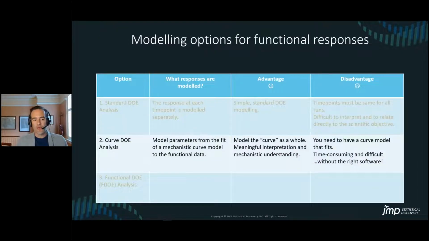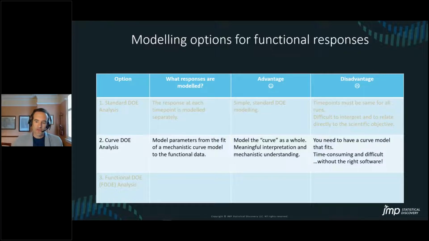So again, just to repeat, the idea is that we model parameters from a fit of a mechanistic curve model to the functional data. The big advantage there, as I think you've just seen visually, is we can model that curve as a whole. In many cases, if we've got a good enough mechanistic curve model to fit, we can get a more meaningful interpretation and potentially a mechanistic understanding. We can see which factors are affecting the growth rate, which factors are affecting the upper limit, the upper asymptote.